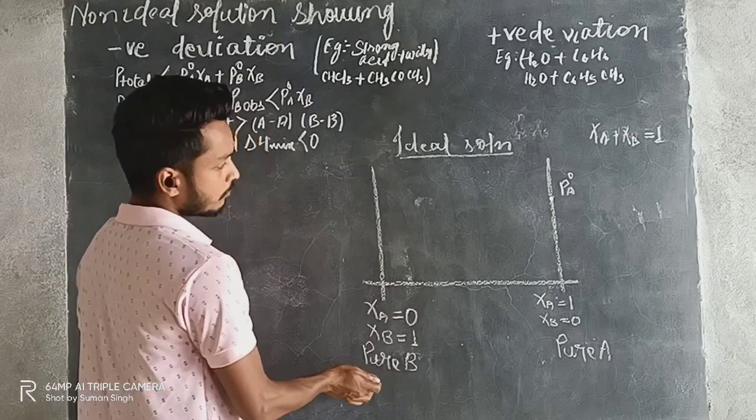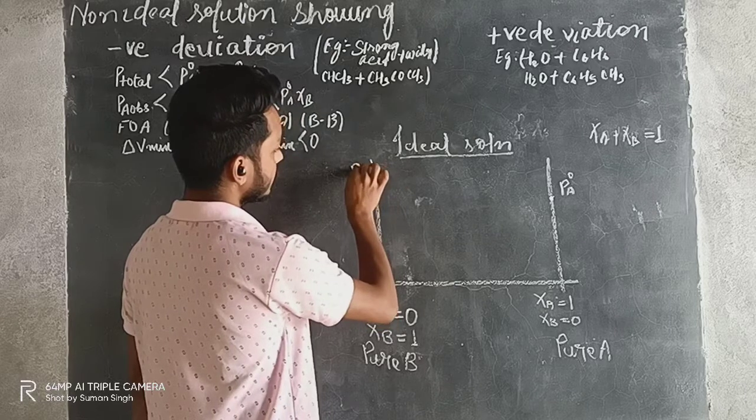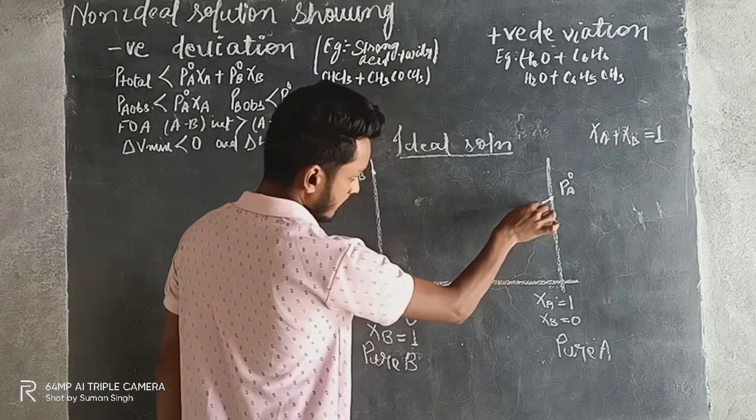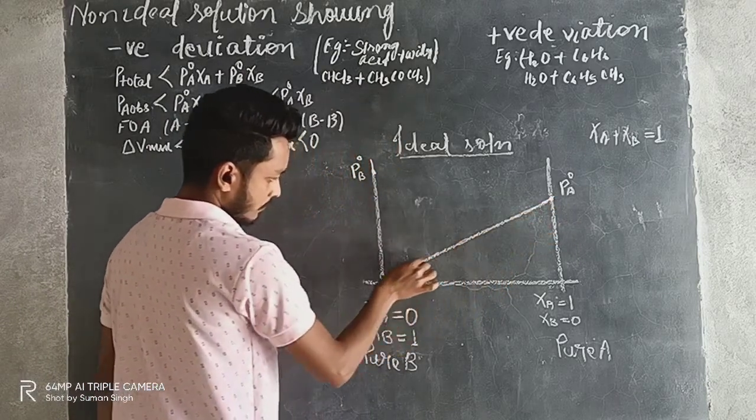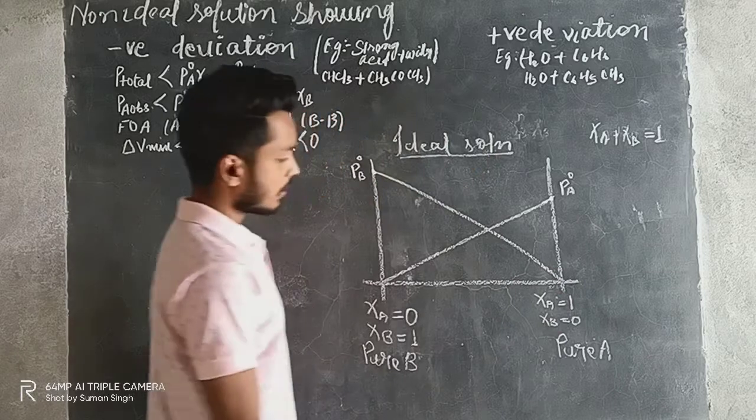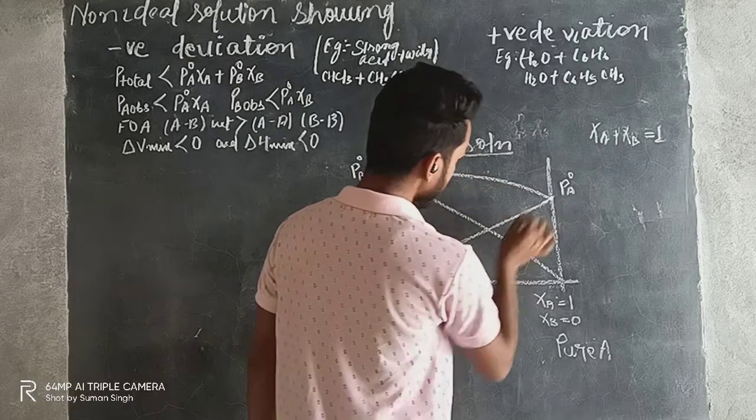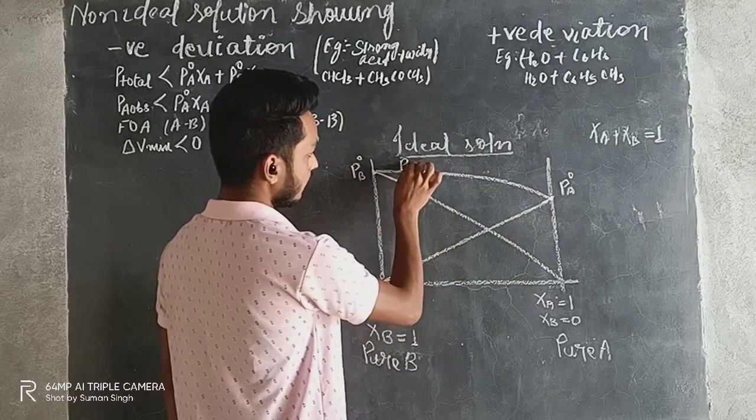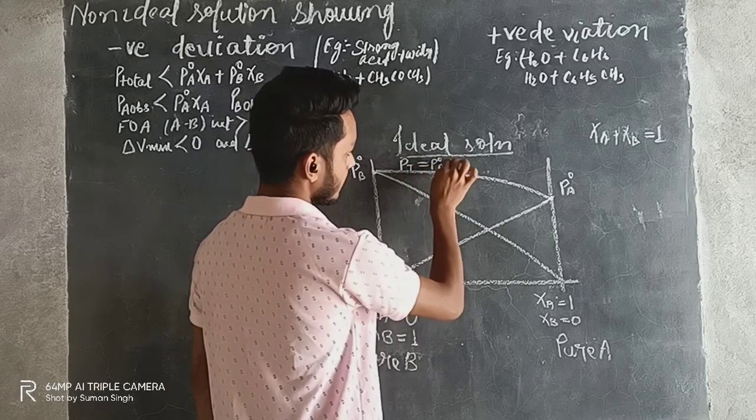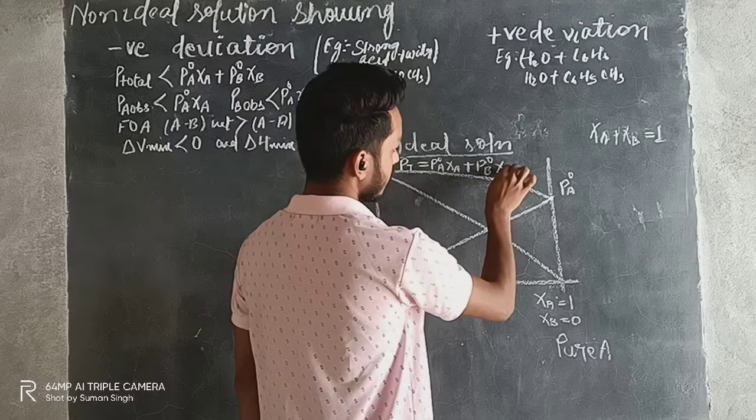And if you're talking about this pure B, the graph will be something here. Let's take the example, suppose here it is P naught B. If you just join this line like this, this is the graph of what? The ideal solution graph. And this line is the P total, which is P naught A chi A plus P naught B chi B.